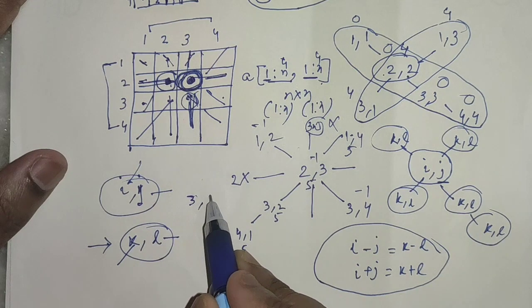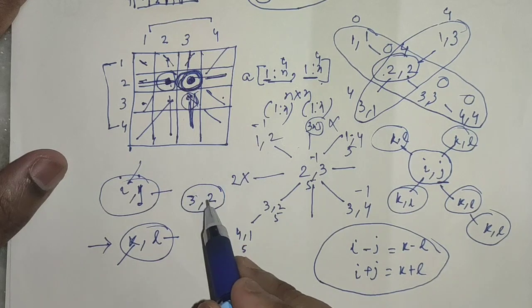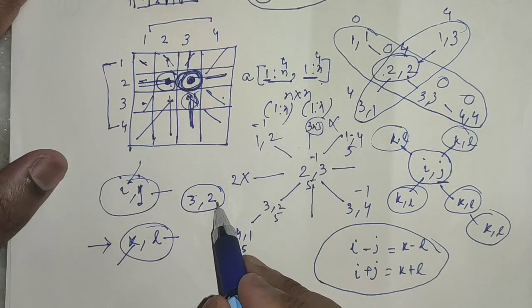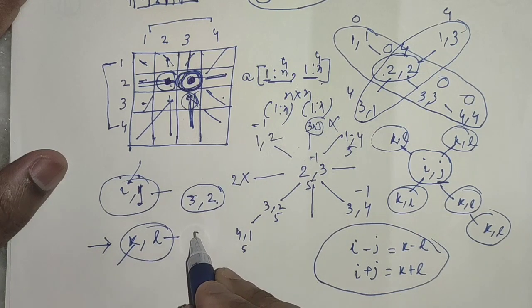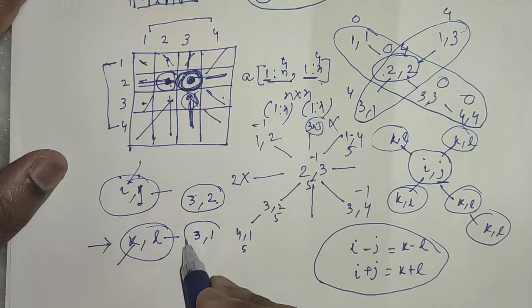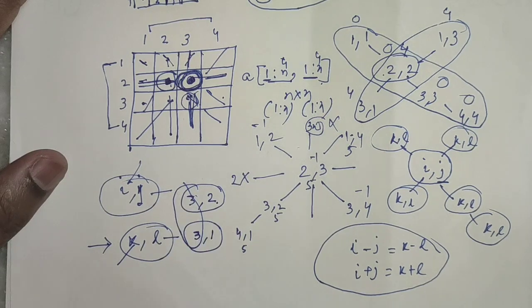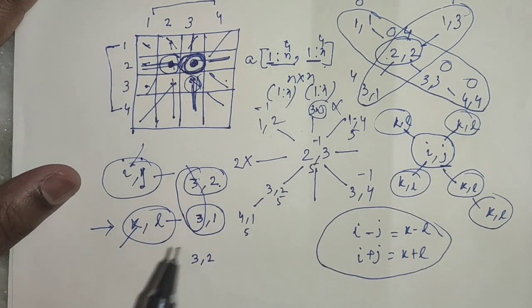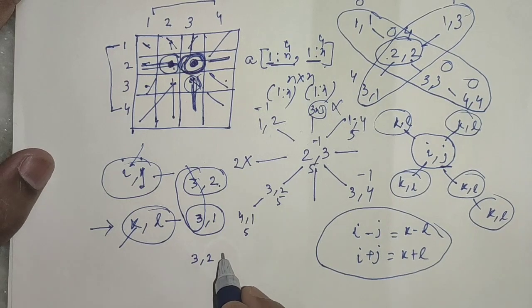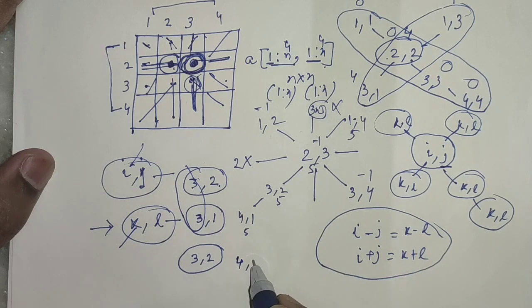Suppose I is 3, j is 2. That means one queen is already placed at third row, second column. If the new queen which I want to place chooses row 3 and column 1, there is a conflict. They cannot share the same row. Again, if the first queen, meaning my current queen number, is placed at third row, second column, and the second queen wants to be placed at, suppose, fourth row, second column, there is a column conflict.